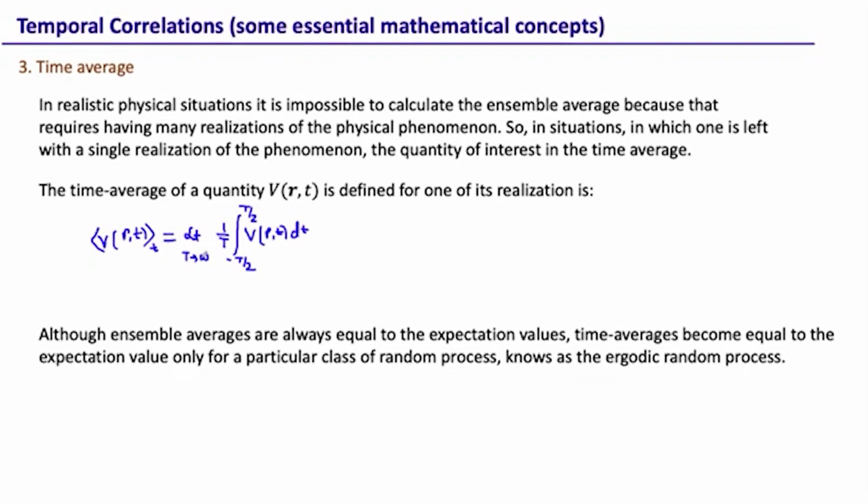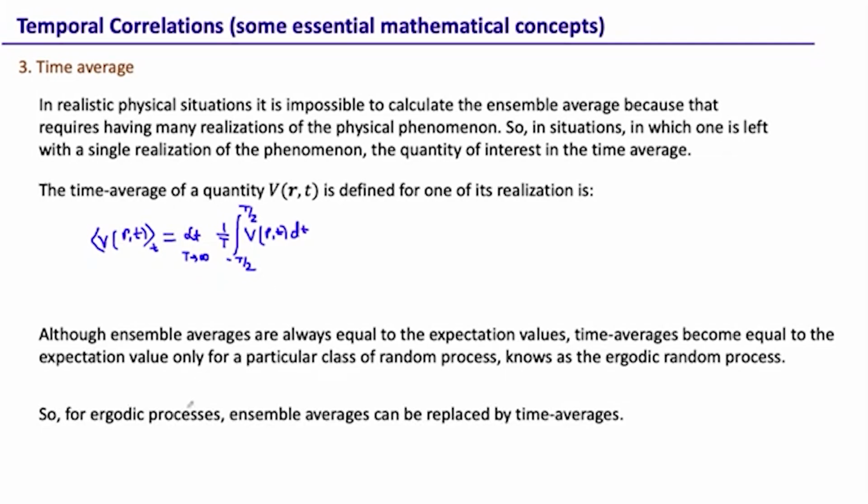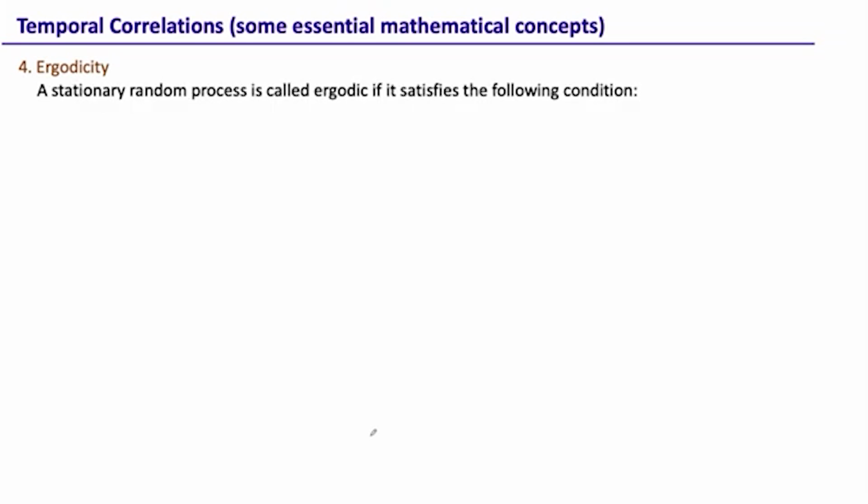Now, although ensemble averages are always equal to the expectation values, time averages become equal to the expectation value only for a particular class of random process, which is called the ergodic random process. So, only when we know that the process is ergodic can we use time average to replace ensemble average. So first we need to see what an ergodic process is, because if we know that the process is ergodic, then we have a much nicer, much easier way of calculating the ensemble average, which is just by time averaging.